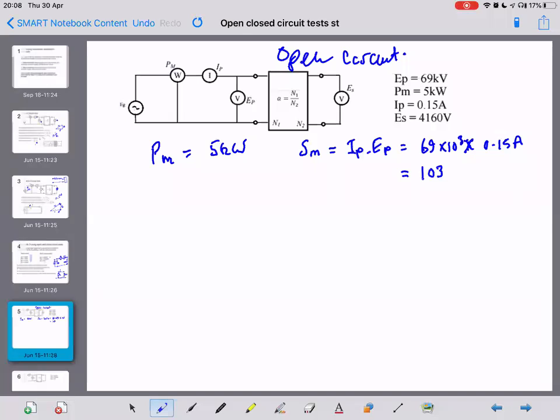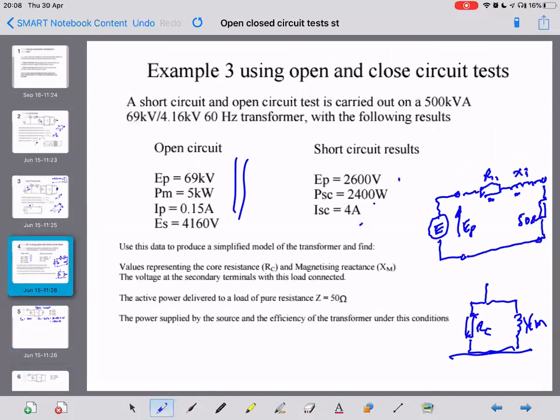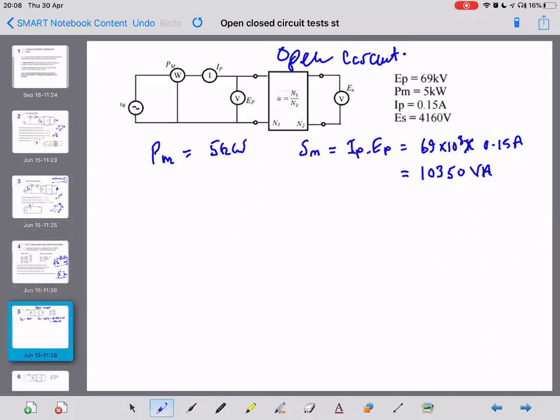So the primary current, 0.15 amps, times the primary voltage, 69 kilovolts, gives us 10,350 VA. That's well below the rating of 69 kilovolts. I think it was 100-some odd kVA, wasn't it, from the original question? 500 kVA, yeah.